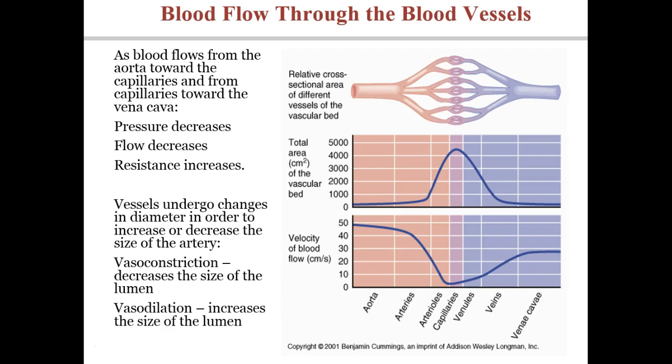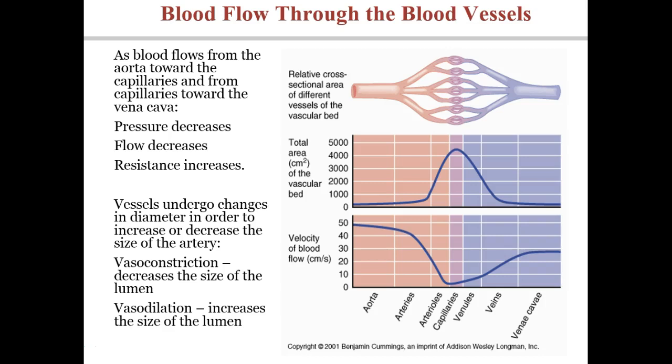What you're seeing here is the differences, the cross-sectional area between the vessels and the vascular bed. Not only the velocity of blood, but also the total area of the vascular bed. So the velocity of the blood dramatically decreases as you go from the aorta to the capillaries, and never really picks up steam again as you go from the capillaries into the vena cava. It's never as speedy, I guess you might say.